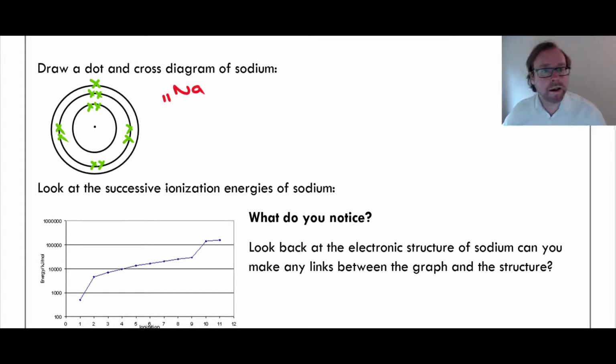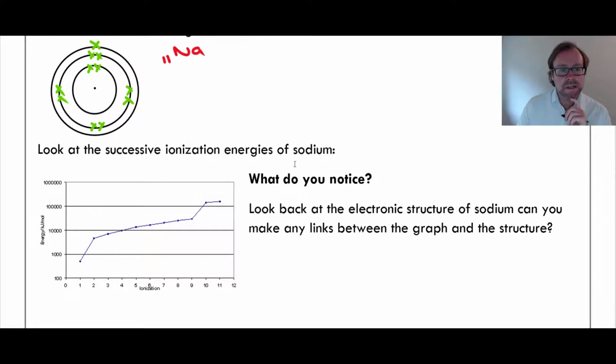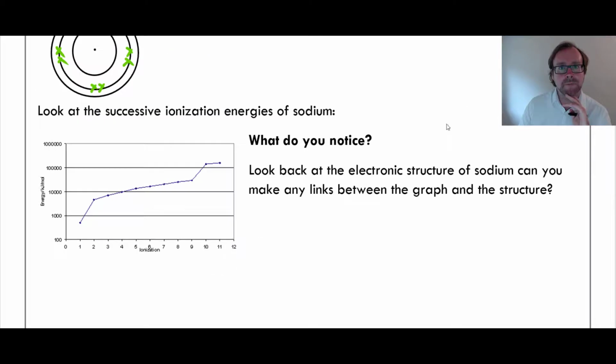So we have one outer electron on the outermost shell. I want you to now have a look at the successive ionization energies of sodium from this graph. What do you notice? A hint is to look back at the electronic structure of sodium. Can you see if there are any links between the graph and the structure you have drawn?